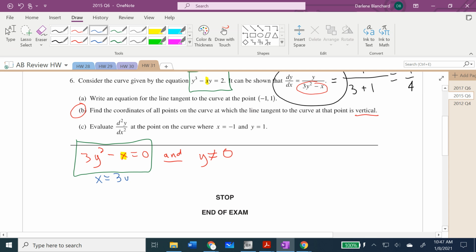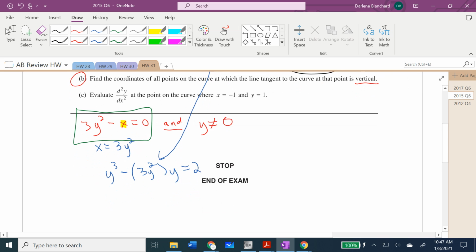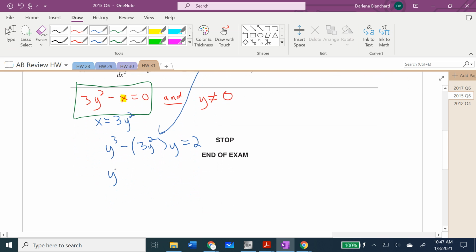So if x is equal to 3y squared, I can then bring this in, and I have y cubed minus blah y equals 2, and the blah is 3y squared. And if y cubed is equal to -1, then y has to be equal to -1.